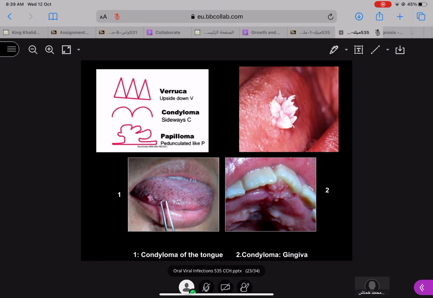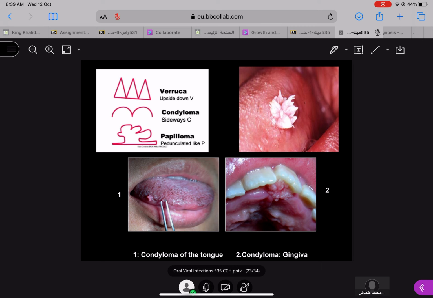If you see here, this picture will show you a different form of infection and manifestation. You know, this one, this form, and this form. So papilloma, this one, and this one we call it verruca.